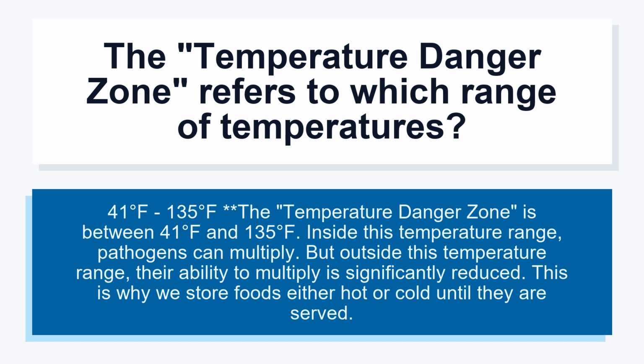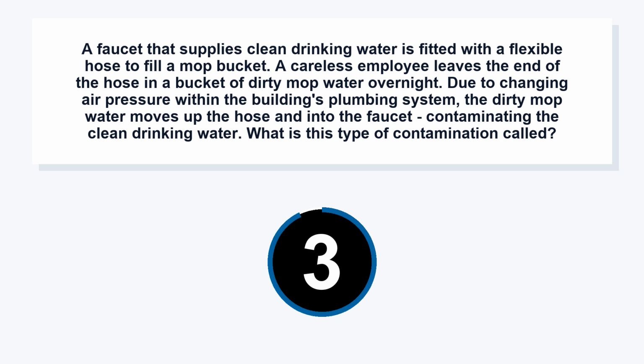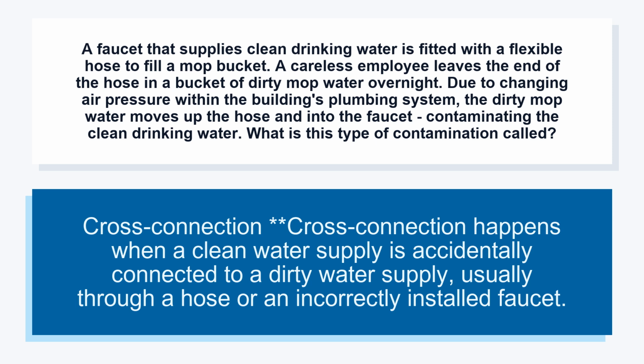A faucet that supplies clean drinking water is fitted with a flexible hose to fill a mop bucket. A careless employee leaves the end of the hose in a bucket of dirty mop water overnight. Due to changing air pressure within the building's plumbing system, the dirty mop water moves up the hose and into the faucet, contaminating the clean drinking water. What is this type of contamination called? Cross-connection. Cross-connection happens when a clean water supply is accidentally connected to a dirty water supply, usually through a hose or an incorrectly installed faucet.